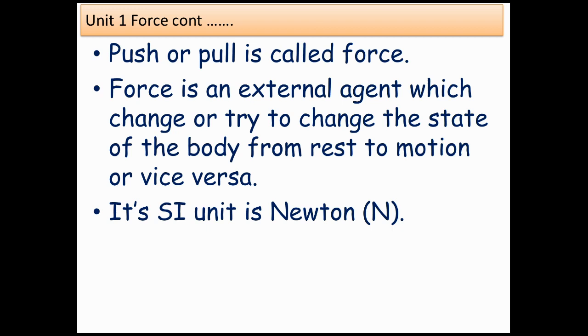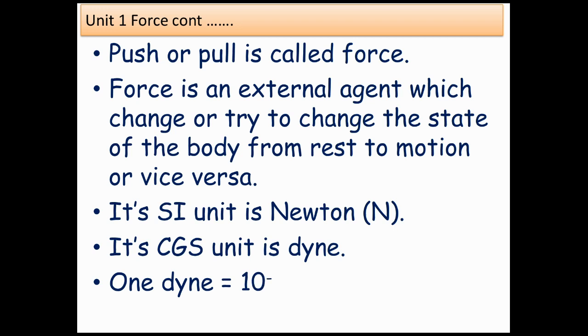We have to write N-E-W-T-O-N, Newton. That is its SI unit, and its CGS unit is dyne. 1 dyne is equal to 10 to the power minus 5 Newton. 1 dyne equals 10 to the power what? Minus 5 Newton. Dyne is the CGS unit, and Newton is the SI unit. That you need to remember.